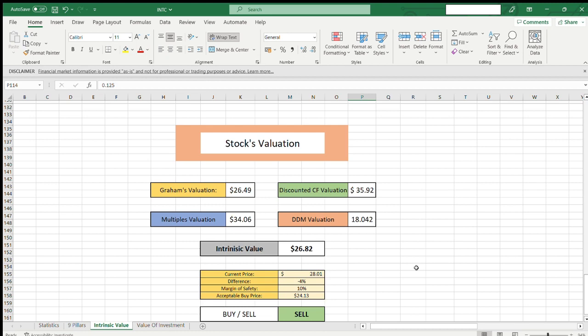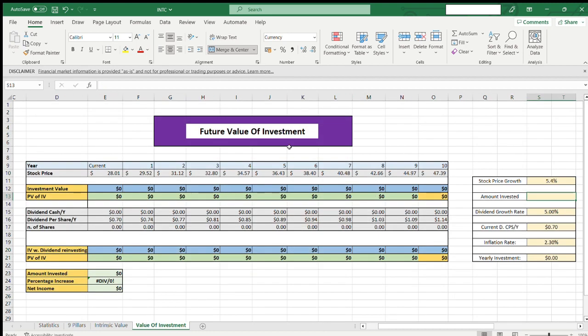Now, before we finish this analysis, I want to have a quick look at the future value of investment model, which is based on predicting the stock price growth over the next 10 years based on the historical price. As you can see, I plugged in the historical price growth over the last 20 years, as well as the dividend growth and the current dividend cash per share per year. Let's say we want to invest €1,000 at this time.